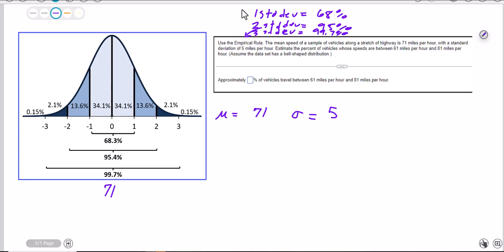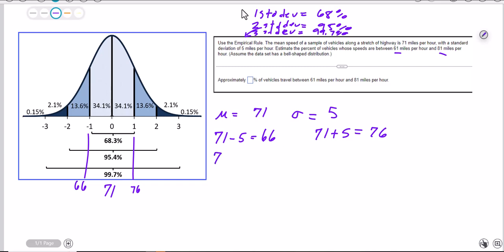Estimate the percent whose speeds are between 61 and 81. So what I can do is one standard deviation, 68%, is one standard deviation below and one standard deviation above. Below one standard deviation would be 66, and above one standard deviation would be 76. So in other words, I'm right here. I'll draw these lines, 76, and then right here, 66. And I already forgot what they were asking me, 61 and 81, so I haven't got there yet.